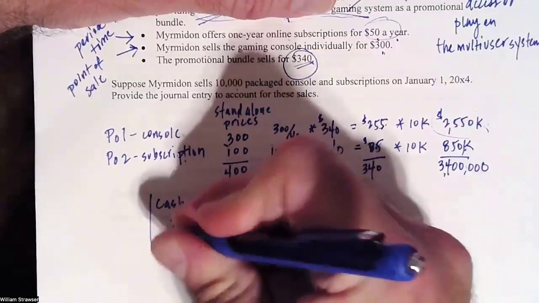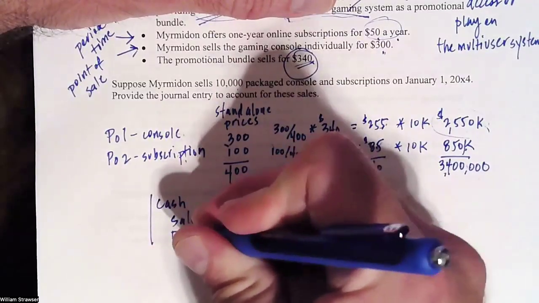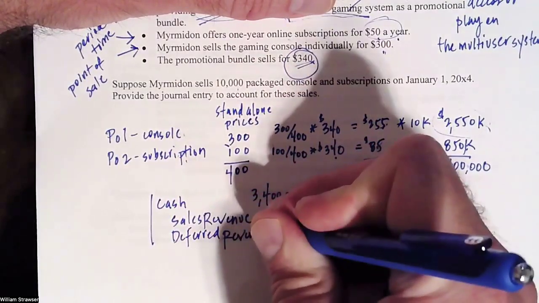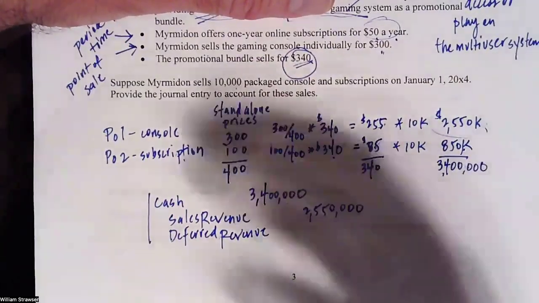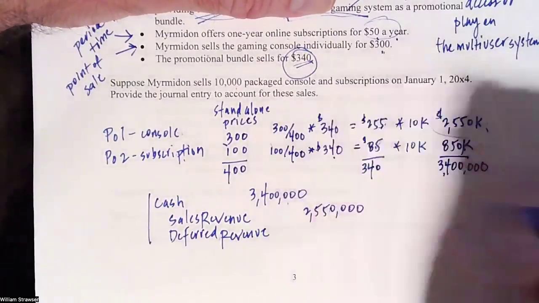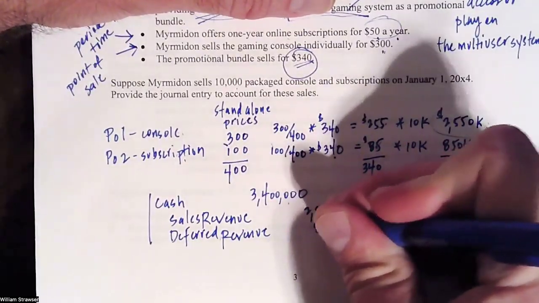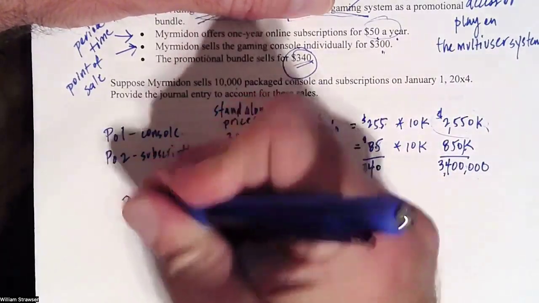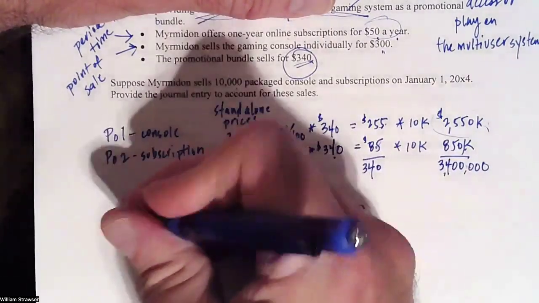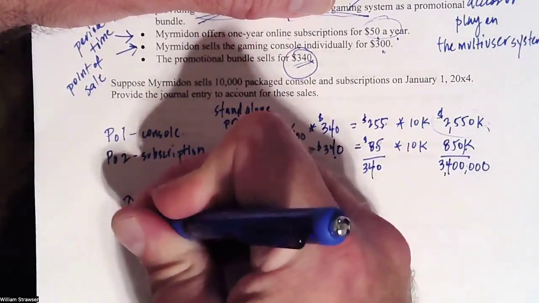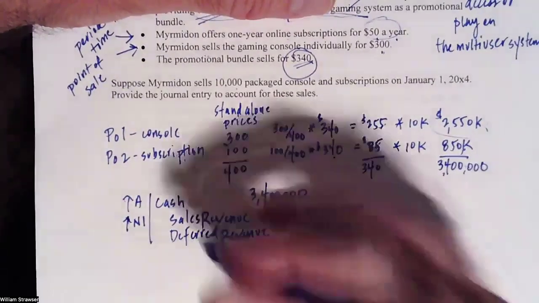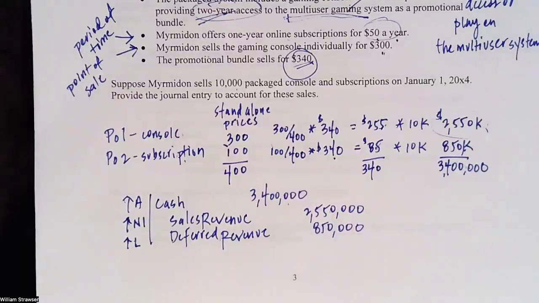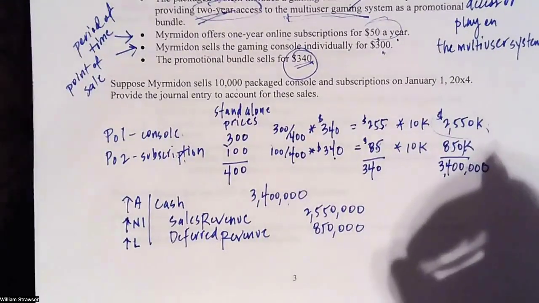And then the subscription would be deferred revenue because we have to provide access to our multi-user gaming platform. Now, this would be the initial entry. I receive cash, that's an asset. My income is increased from the sales revenue. And then I also have a liability from that deferred revenue that I have to provide the multi-user platform.